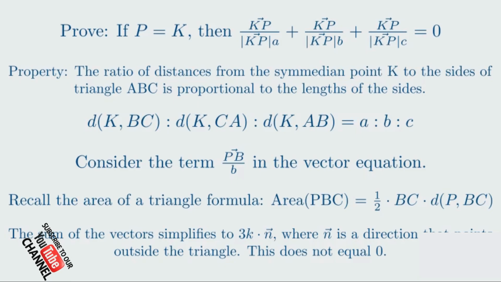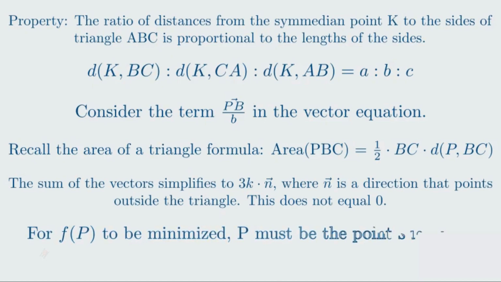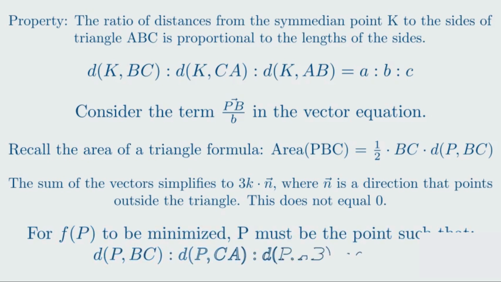A more rigorous vector proof that I'm simplifying for this video shows that the actual necessary condition for the minimum of our expression is for the point P to have these same distance ratios. That is, for the function f to be minimized, the point P must be the unique point in the triangle where the distances to the sides are proportional to the side lengths. And as we just saw, this point is precisely the Symmedian point K. This completes our proof. We've shown that the point satisfying the necessary condition for a minimum is the Symmedian point, K, based on its unique distance properties.